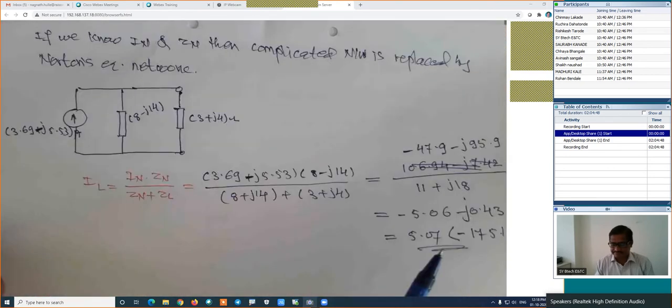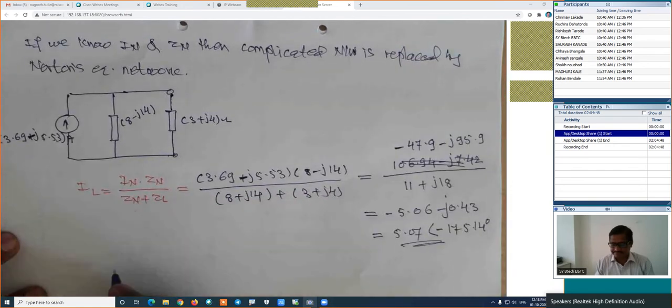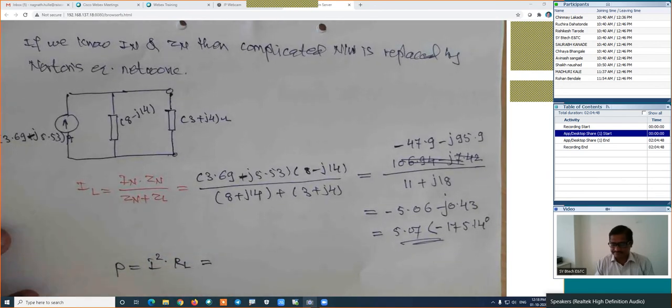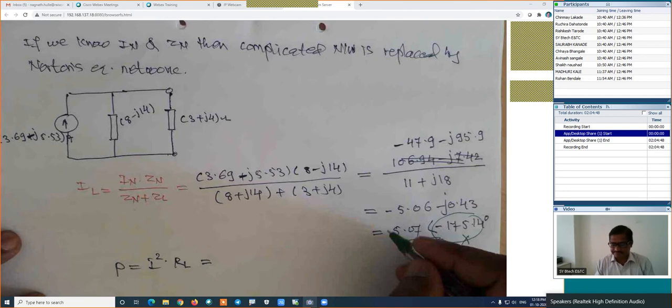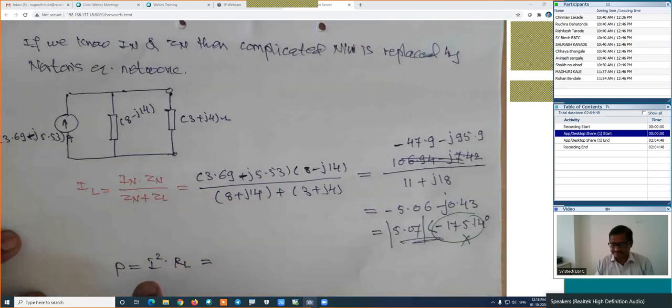While doing the power calculation, P is equal to I square into RL. How is the I? We are not interested at all in the angle while calculating the power. Only we are interested in the magnitude. This I stands for its magnitude only. That is 5.07, its square, into RL.